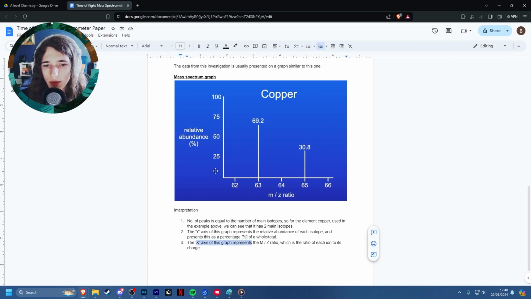And on the x-axis of the graph, we have the m/z ratio, which is essentially just the ratio of each ion's mass to its charge. But it's always normally going to be a singular positive charge. So essentially you can kind of think of it as the mass number, or the relative atomic mass.